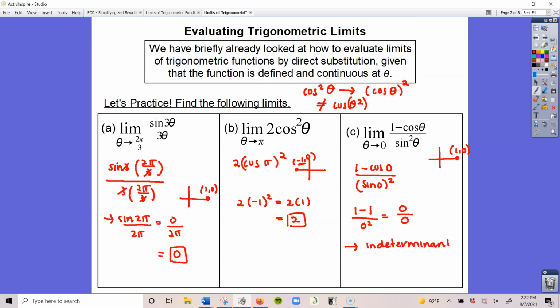Now this is indeterminate because what this means is that there is possibly a limit. But what's going on here is that there is a hole. And if there's a hole, that must mean that I can take this function and rewrite it, and then be able to cancel out a common factor so that I could find that limit. So let's see what we can do here in order to evaluate this particular limit.